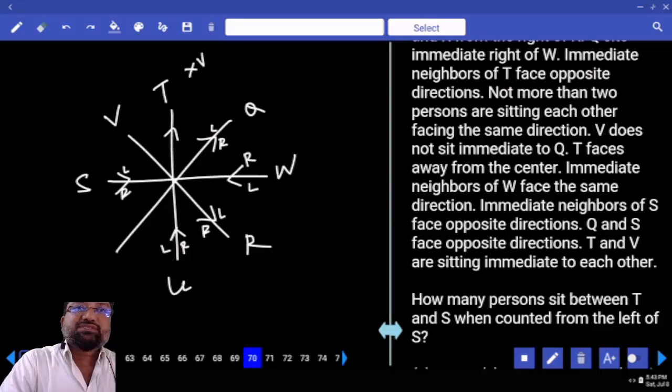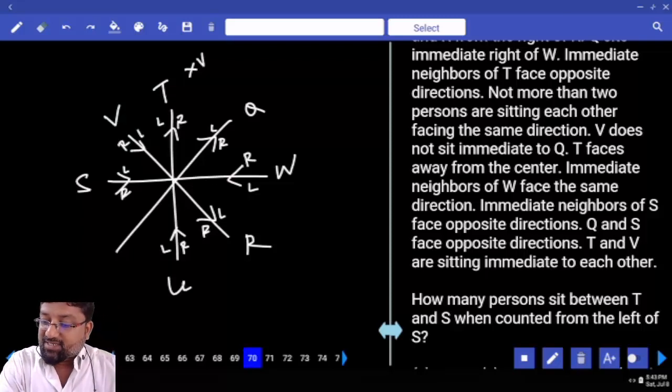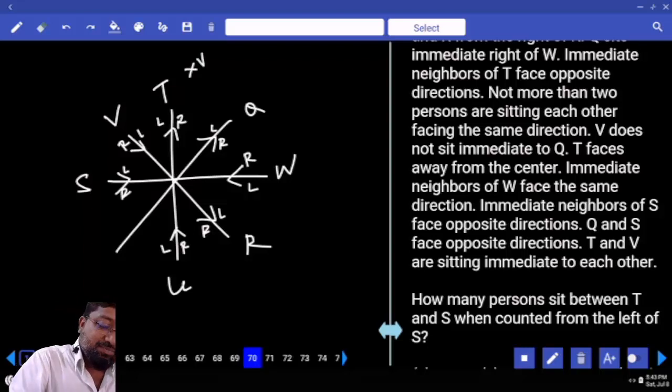Earlier we discussed V is facing outside. Can I take V as outside? No. If I take V as outside, I'll get three people who are facing outside. So V is definitely inside. Immediate neighbors of S are facing the same direction. Opposite directions are opposite. This is right, this is left.